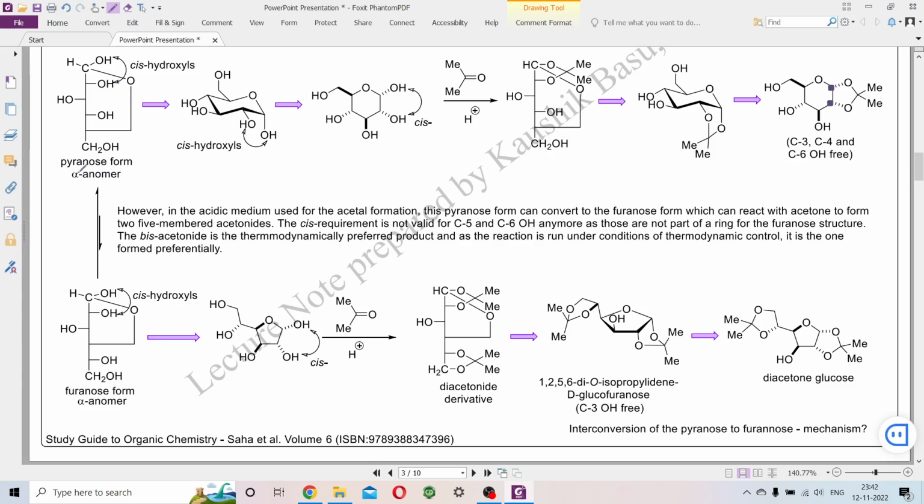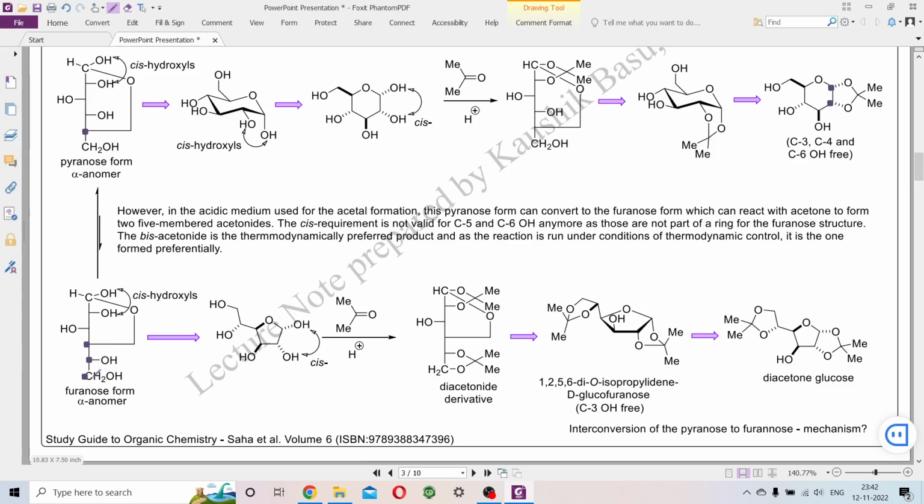That is not possible in the pyranose form, but under acid catalyst condition, the hemiacetal can open up and then again close down, this time not using the C5 OH but the C4 OH, so that I have a furanose form. And in the alpha anomer of the furanose form, it is the C1 OH and the C2 OH which are still cis, and now because the C5 and C6 are not part of the ring, it is just a side chain now, the cis requirement is not strictly required for these two hydroxyls.